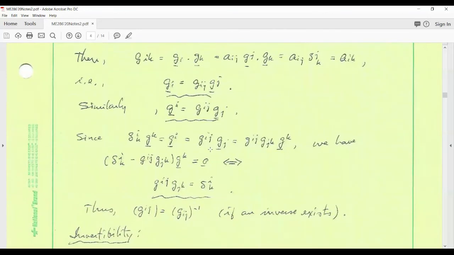Okay, so we can use this matrix G sub ij to effectively lower the index on the superscripted G's to give the subscripted G's by carrying out the sum on j. Vice versa, we can use the dual metric components to effectively raise the index on the subscripted G's to give the superscripted G's by carrying out the sum on j for each fixed i.